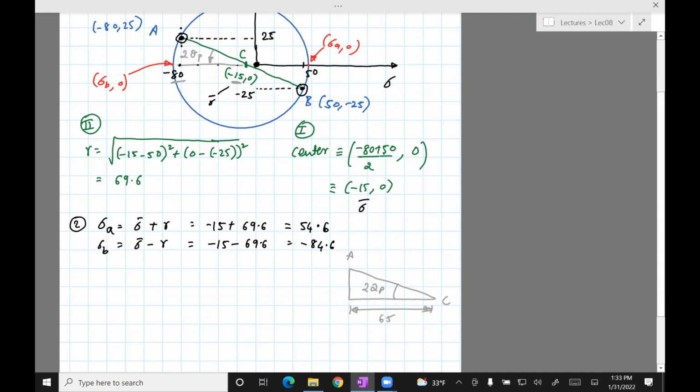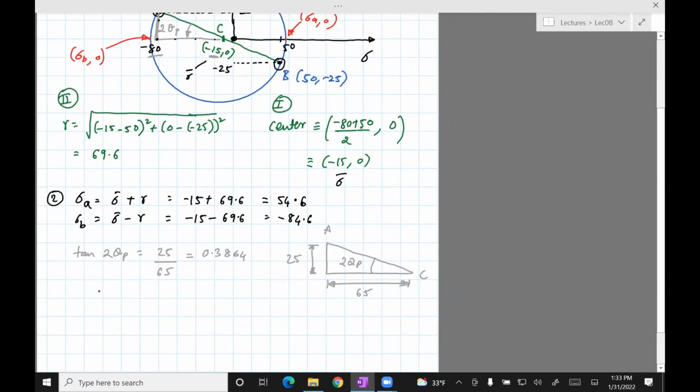Okay, and then we're interested in the height. You can see that it's simply 25. So tan 2 theta p is the opposite side, which is 25, divided by 65. And that is 0.3864. Then you can use inverse trig to find 2 theta p. That comes out to be 21 degrees. And so theta p is 10.5 degrees.